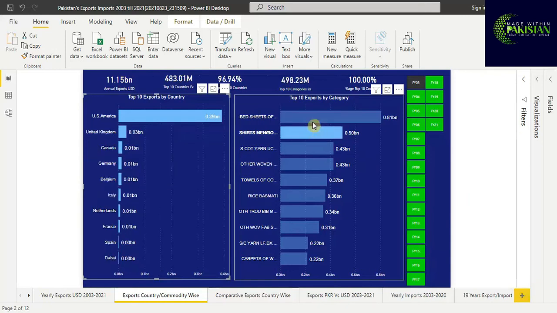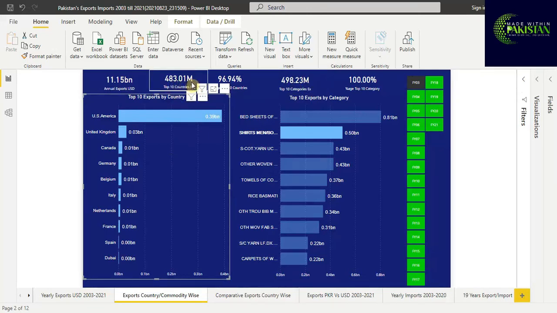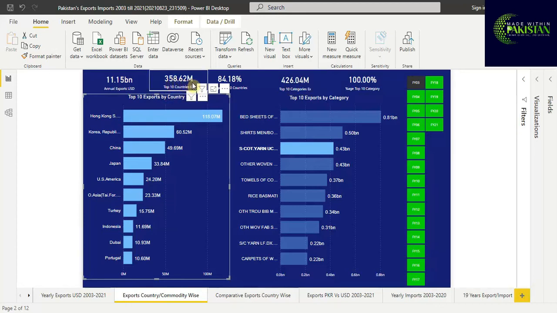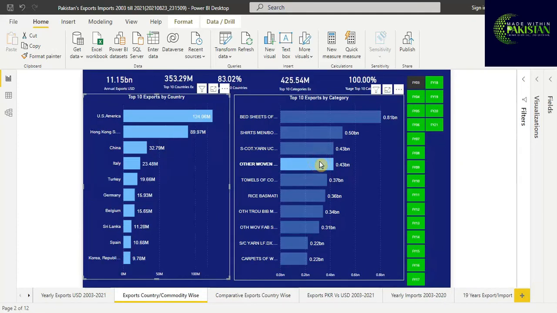Similarly, shirts, total shirts exported were 498.23 million. Top 10 countries contributed 483.01 million and the percentage is 96.94. Cotton yarn, total exports 426.04. Top 10 countries contributed 358.62. Percentage is 84.18. Other woven products 425.54 million.